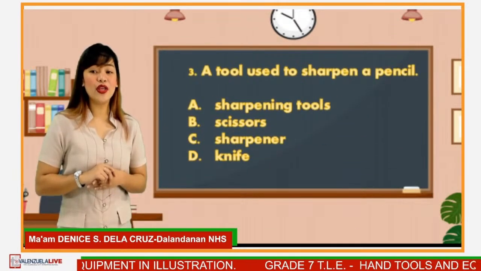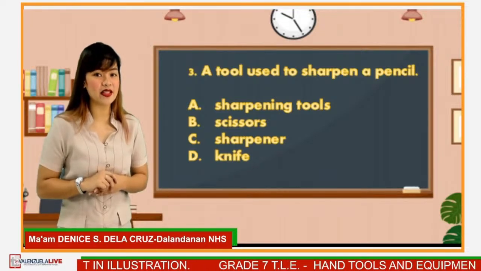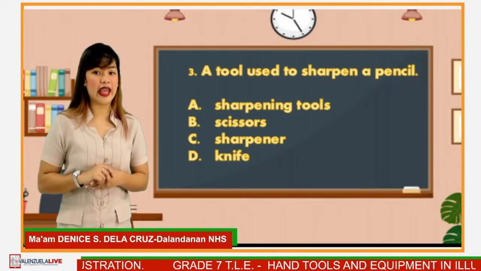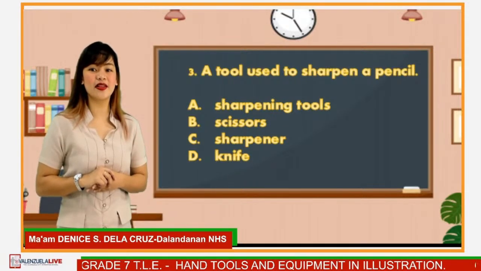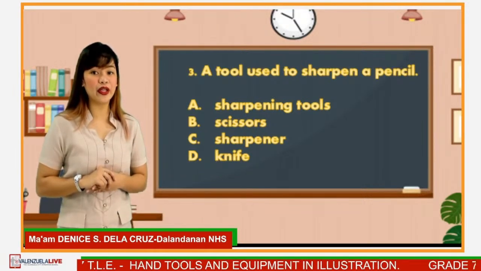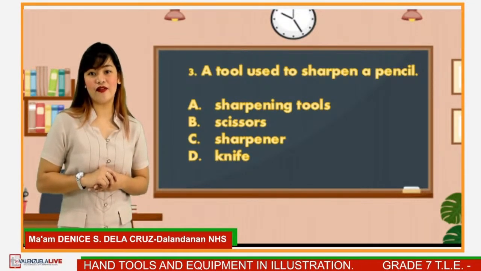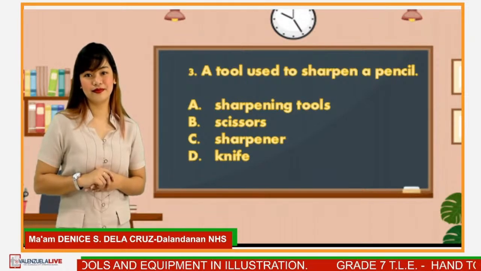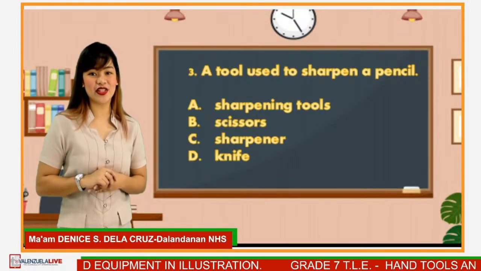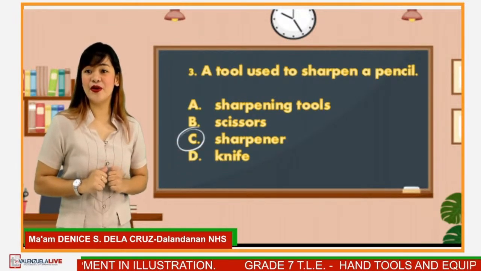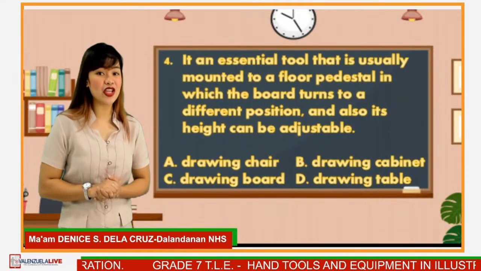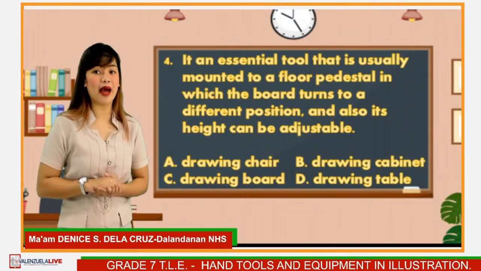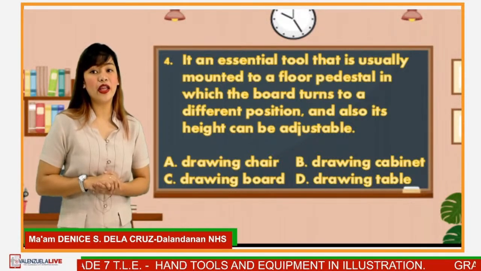Number 3. A tool used to sharpen a pencil. Is it A. Sharpening tools, B. Scissors, C. Sharpener, or D. Knife? The correct answer is letter C. Very good!